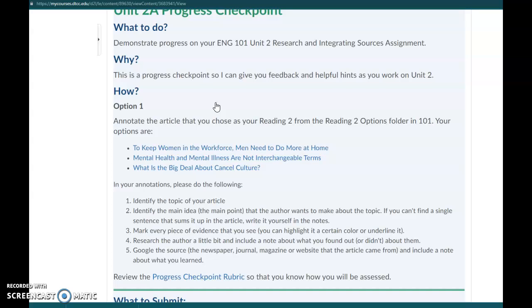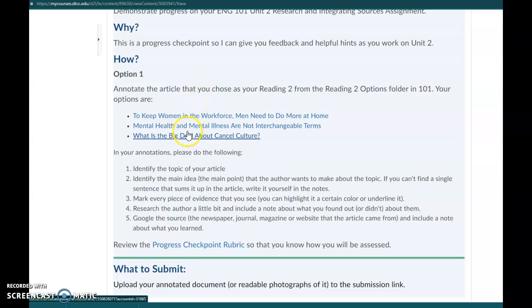So what we have here is just an explanation of what you need to do. Annotate the article that you chose as your reading number 2 from the Reading 2 Options folder in 101. In 101, you have 3 options for articles for your reading number 2, which will be the focus of your Unit 3 essay. Whatever topic you're talking about will be the focus of the research that you're doing in Unit 2 in 101. So one of these 3 articles you're going to choose. You're going to pick which one you think sounds the most interesting to you. You can look at all of them and decide after you've skimmed them or after you've read them in depth, but you're going to pick one and say, this is the one that I choose. This is my reading number 2.